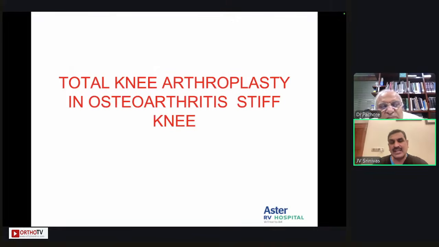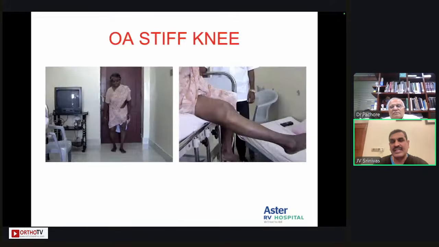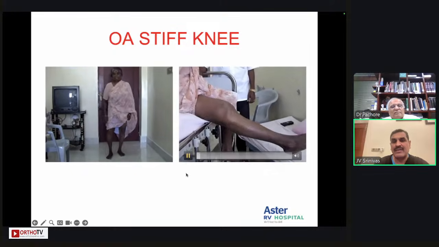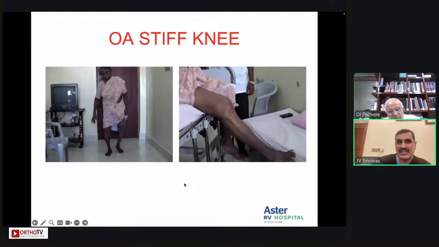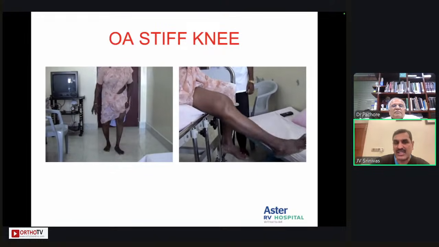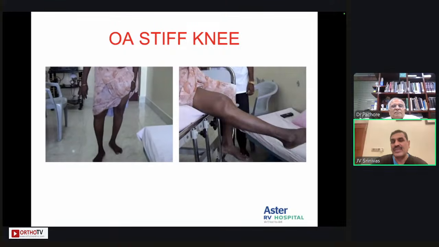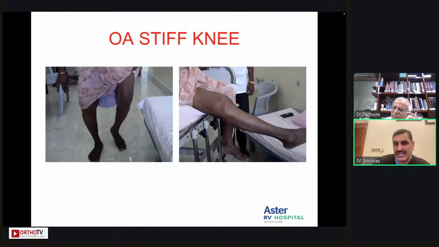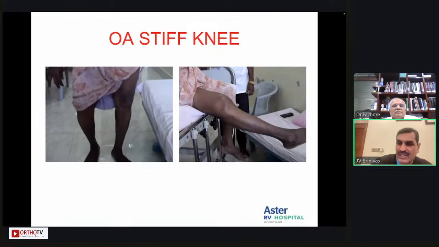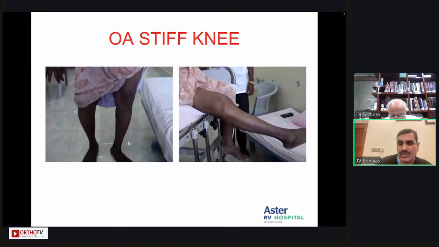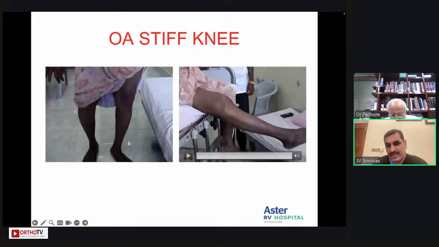So lastly, we come to a total knee replacement in an osteoarthritic stiff knee. Yes, osteoarthritis patients also can have a stiff knee, but in osteoarthritis, the stiffness is not because of fibrous adhesion. It is because of the interlocking of your osteophytes, or osteophytes impinging onto your collateral ligaments. That is the root cause for the stiffness.